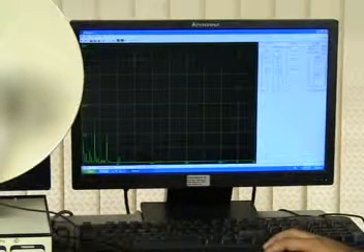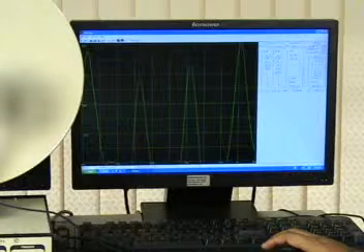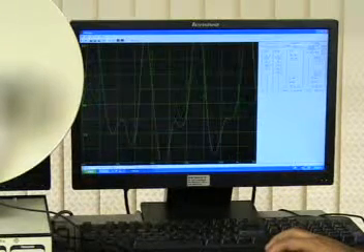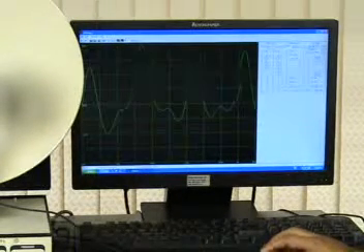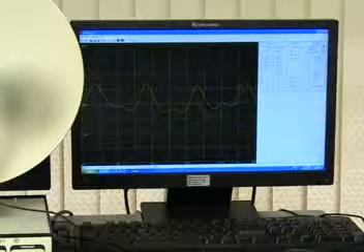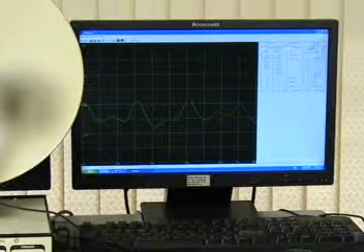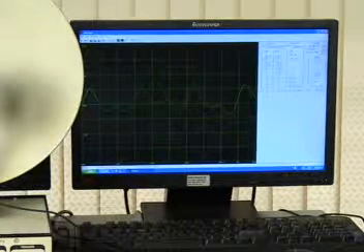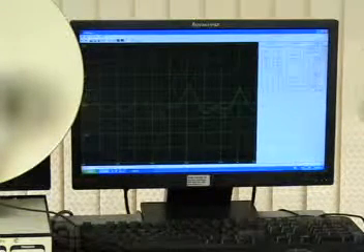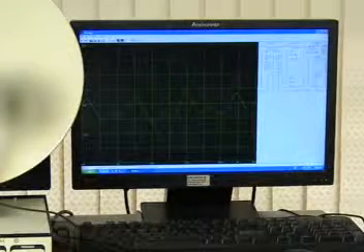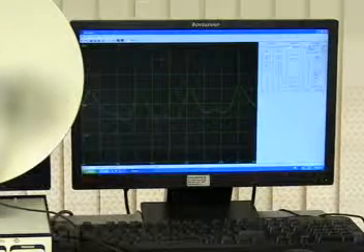We can also observe the signal in the time domain. We observe that the signal in the time domain appears like this, and as we change the speed of the fan, the signal in the time domain also changes correspondingly.